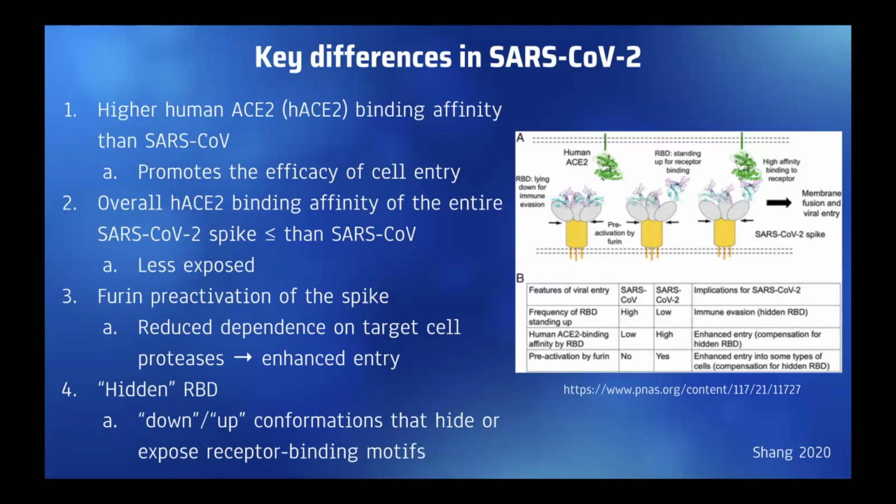Unlike SARS-CoV, the spike of SARS-CoV-2 is pre-activated by furin, creating a reduced dependency on target cell proteases, which promotes enhanced entry. Furin specifically enhances the viral entry of SARS-CoV-2 into different types of hACE2 expressing cell lines, usually seen in lung epithelial and lung fibroblast lines, which is why, again, we would see such a prevalence of respiratory issues associated with SARS-CoV-2. In this diagram here, you can see these down and up conformations that either hide or expose the receptor binding domain. These conformational changes promote a hidden receptor binding domain that is able to come and sneak in for ultimate entry.